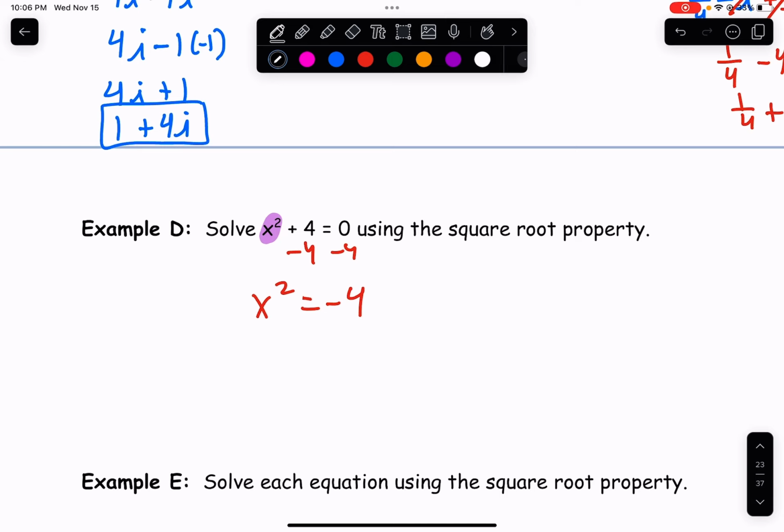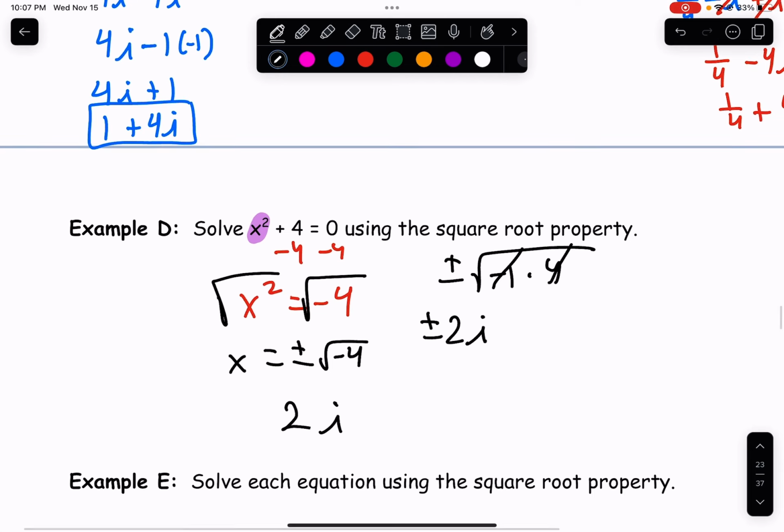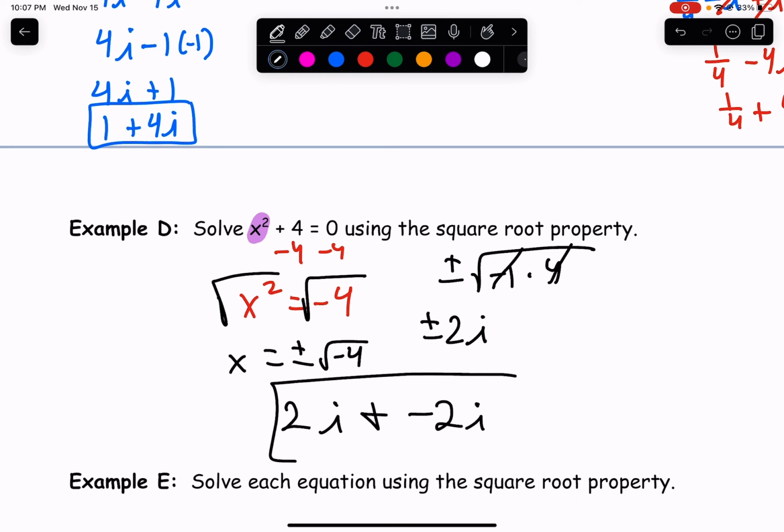To undo a square, you take the square root, and whenever you add in a square root symbol, you have to add in a plus minus. So we have plus minus root negative 4. And we know that negative 4 we can break down into, I'm going to do this up here so we have space, negative 1 times 4. We can pull this out as an i, pull this out as a 2, and we get plus minus 2i. So our two solutions here would be 2i and negative 2i.